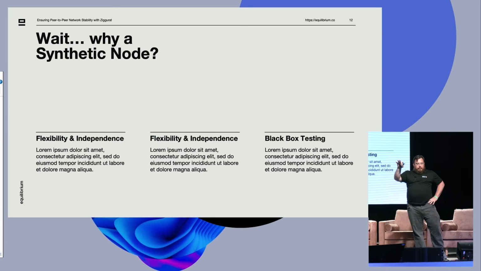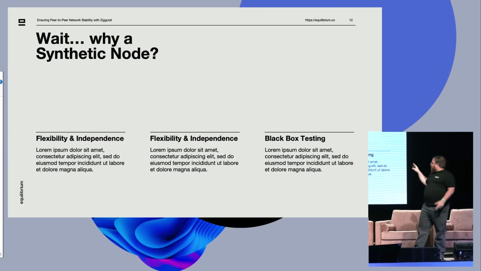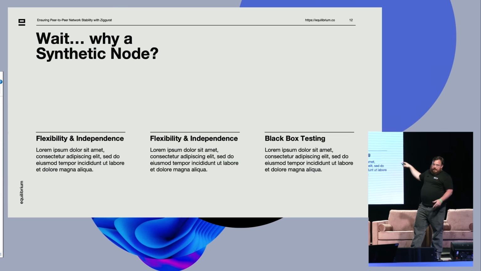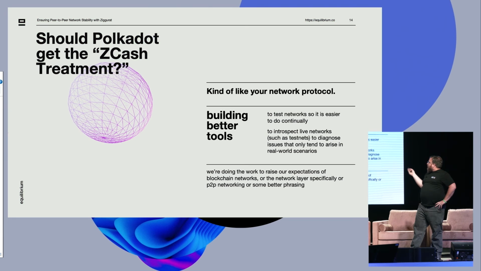Look it up, and I think it's linked in the updated slides, but it basically talks about different versions of centrality and different ways that centrality can present itself. And one of them was dependencies. So we've taken care of that with the independence part of it. Working with Ripple now, the main question is, should Polkadot get the Zcash Ziggurat treatment?